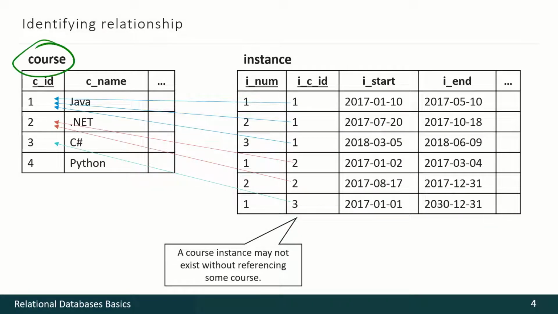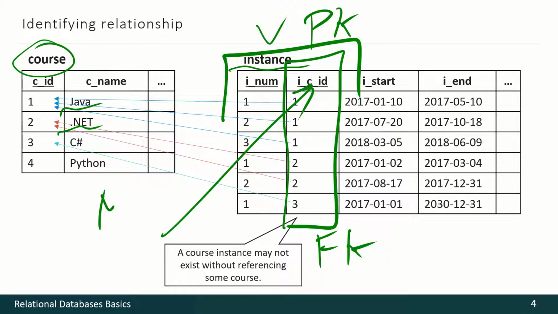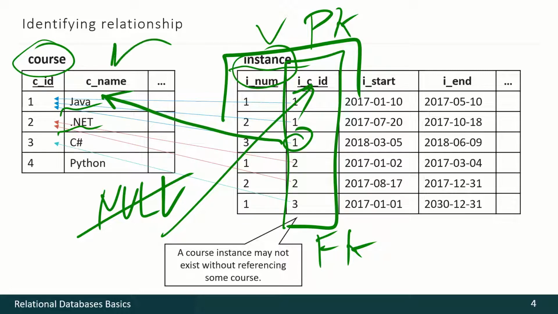We have our learning courses like for Java, .NET, and so on, and we have instances of those courses. And here is the foreign key, but it is a part of the primary key. So this field may never contain any null value. So if we have some instance, it always references some parent record in the parent relation.